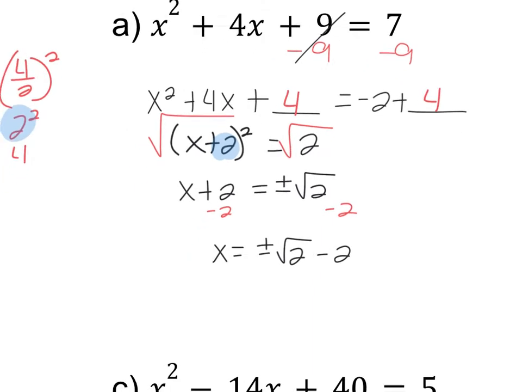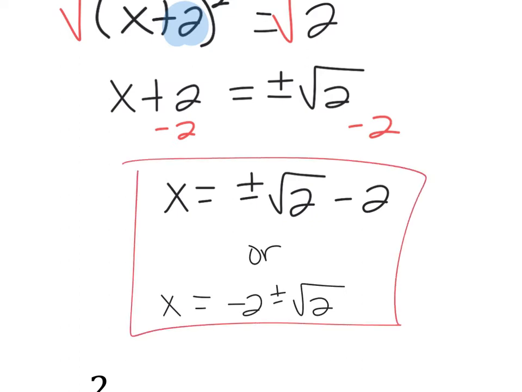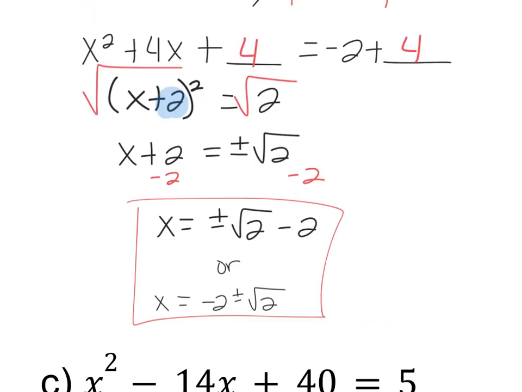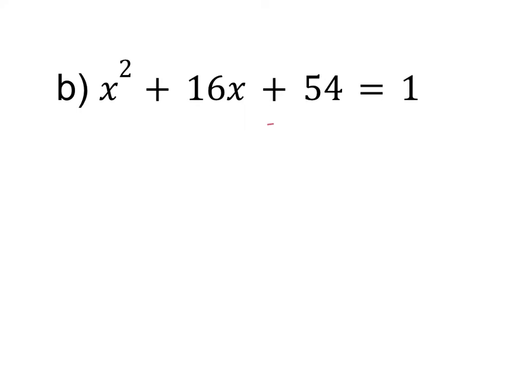Okay, another way you may see it written, and it's okay, is negative 2 plus or minus the square root of 2. So either one of those two works. You actually might see the second one more. Usually they write the constant term first before the irrational number. Okay, so this one, same thing, move that constant over.